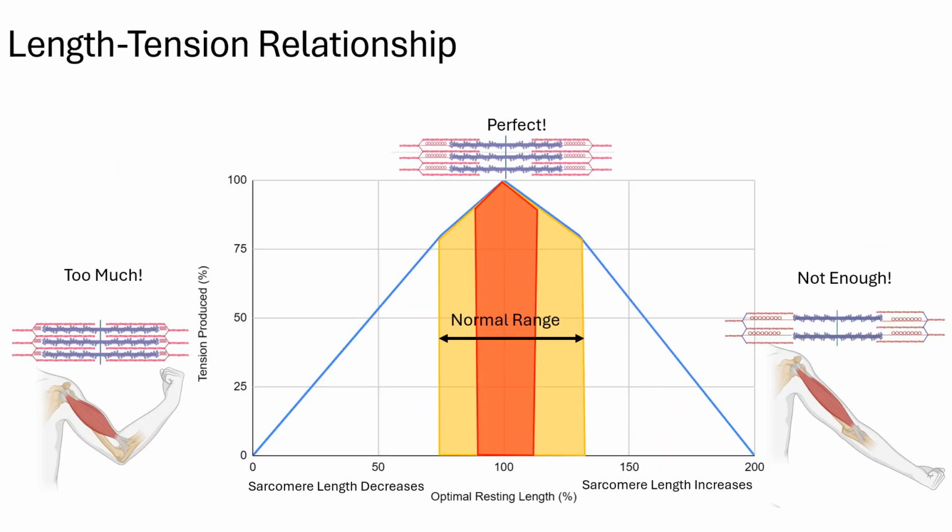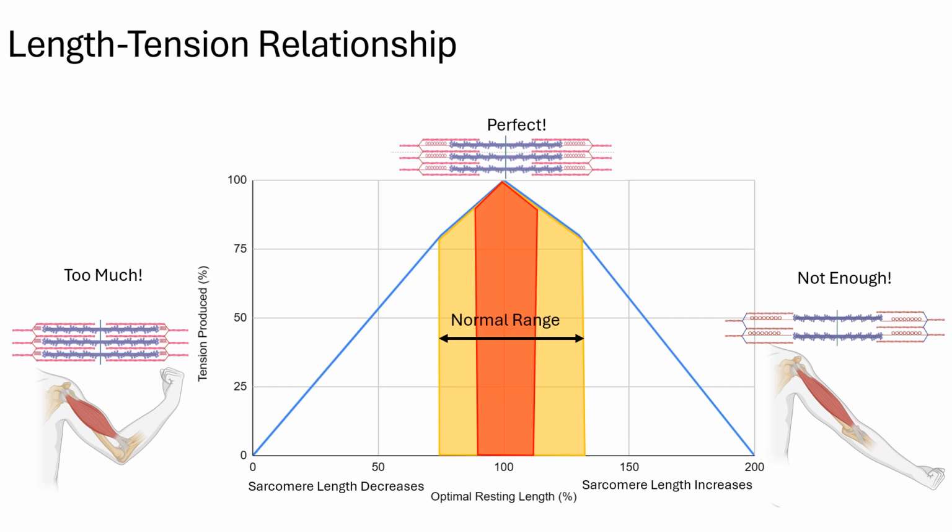Oh, graphs. I love me a good graph, but I know students don't. So what is this graph here? It's a representation of all the things that we just said. This graph is trying to show you the relationship between the length of a sarcomere, its starting length, and its ability to generate tension. Look along the bottom of the graph. Along the bottom of the graph is sarcomere length, and it's in percentage, right?